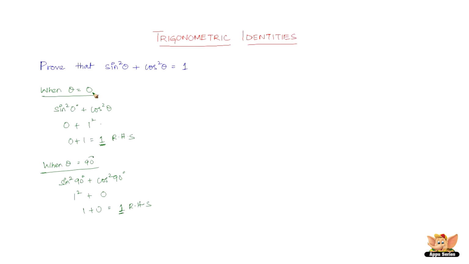So what when theta is in between 0 degrees and 90 degrees, when theta is an acute angle? To prove that sine square theta plus cos square theta equals 1 when theta is an acute angle, we need a small construction here. Now let angle XAY equal theta be the given acute angle.